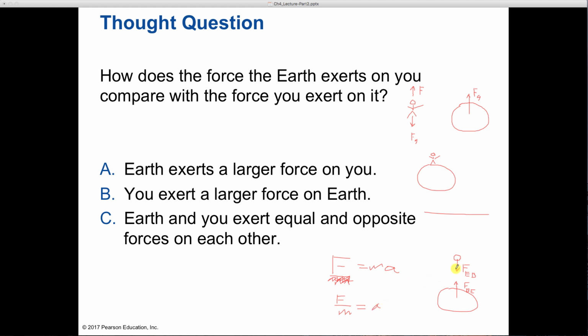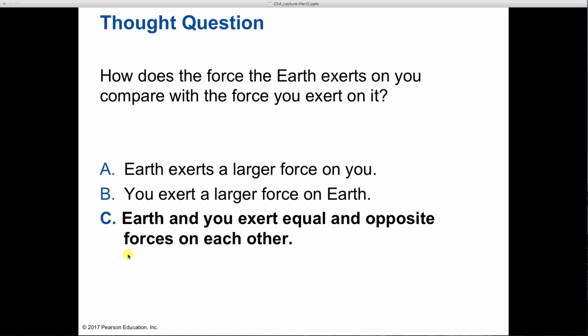But there are these forces, equal but opposite action-reaction partners. So how does the force that the earth exerts on you compare to the force you exert on it? Hopefully now you can answer that: the earth and you exert equal and opposite forces on each other.